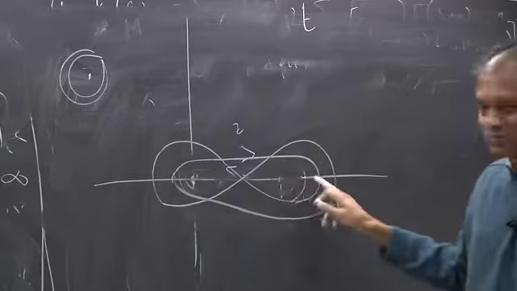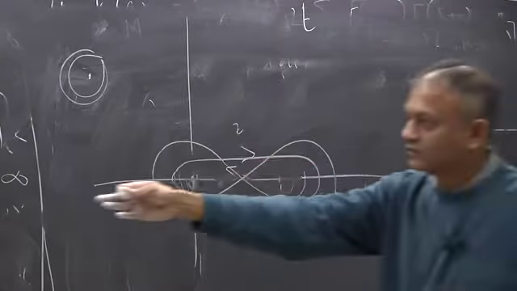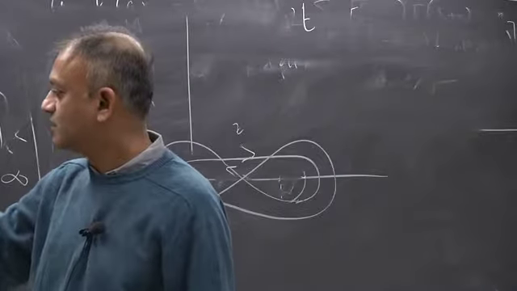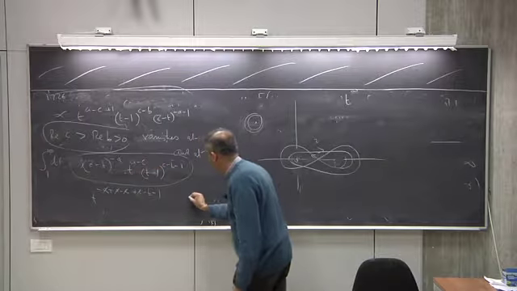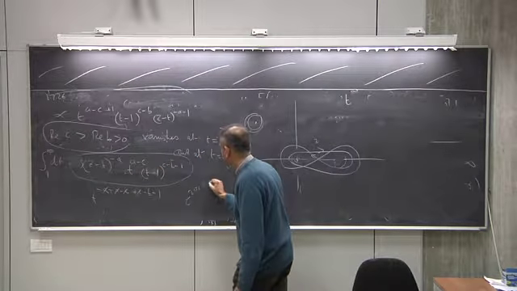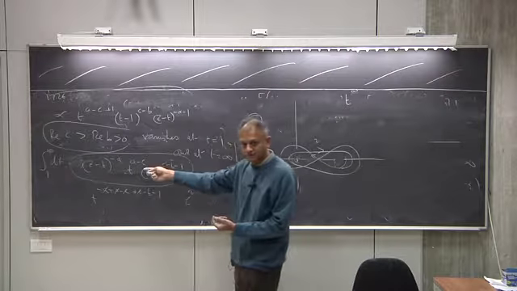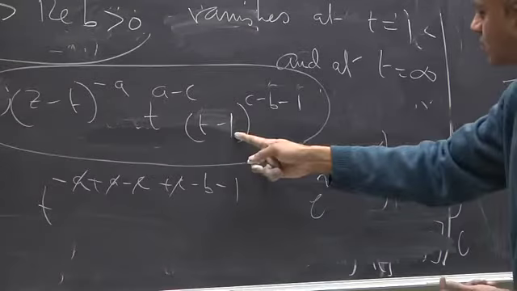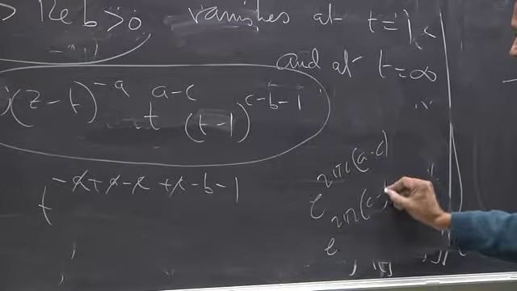But here you have two branch points, and in general they'll have different phases. For example, when t goes around the origin, when t goes around 0, counterclockwise, you'll get a phase e to the 2 pi i (a minus c). Whereas when t goes around 1, you'll get a phase e to the power of 2 pi i (c minus b minus 1).